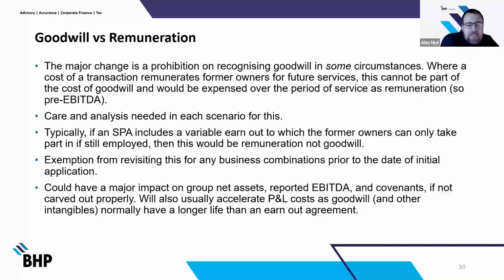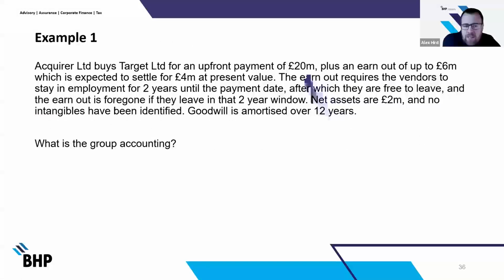To explain this a little bit, say we've got an acquirer that buys a target for £20 million, plus an earn-out payment of up to £6 million, which we expect to be settled for £4 million, and that earn-out requires the vendors to stay in employment for 2 years until that payment date. After that time, they're free to leave.